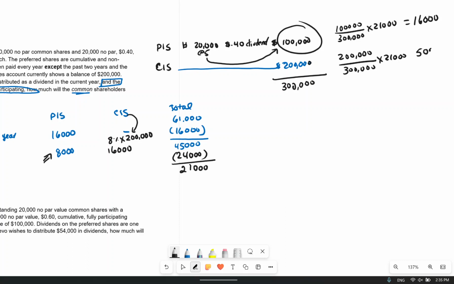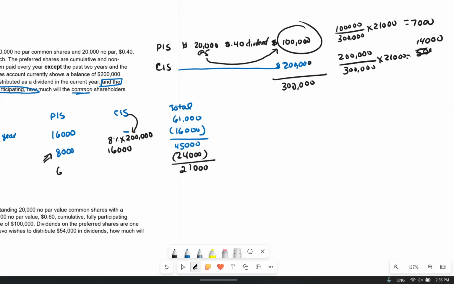Oh no, I did it wrong. I think it's the other way around. So 100 divided by 300 times the 21 gives me 100,000 times, sorry, 7,000. I get a 7,000. Here I will get 14,000. I'm just checking my numbers that if they are correct, times your 21,000 gives me 14,000.